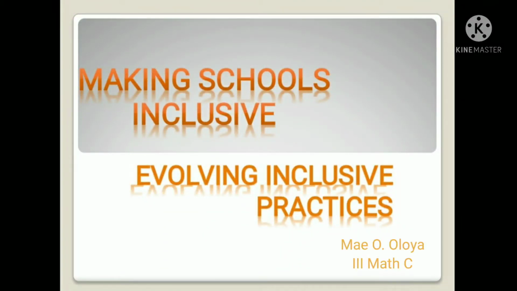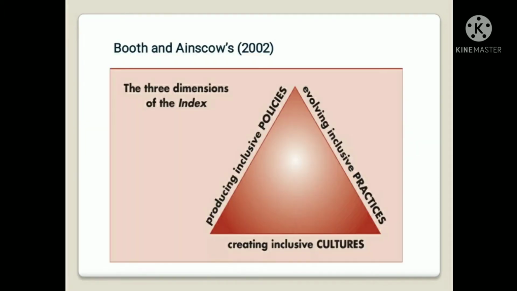This is May Oloya, and I will discuss making schools inclusive by evolving inclusive practices. In 2002, Booth and Ainscough came up with an index for inclusion, which aims to direct educational institutions toward developing their own next steps and action plans if they want to restructure into becoming more inclusive.